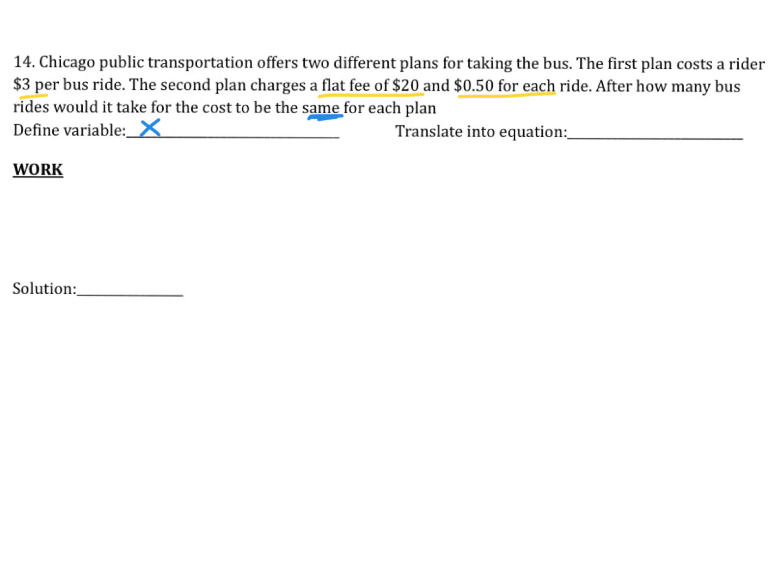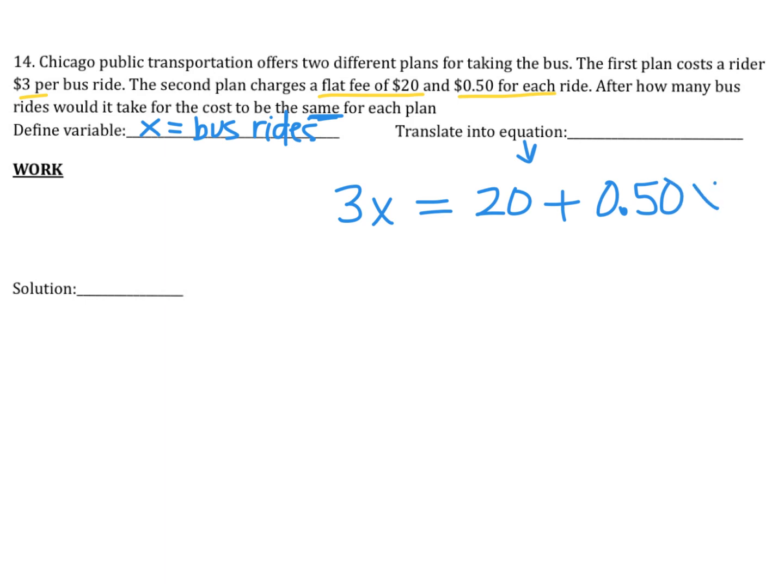Okay, so let X be the number of bus rides. Like how many times they're going to ride a bus. And then let's write our equation. So the key word is the same. So plan A is $3 per bus ride. That's plan A, or the first plan. The second plan is a flat fee of $20 and 50 cents for each ride. So our equation would look like that.